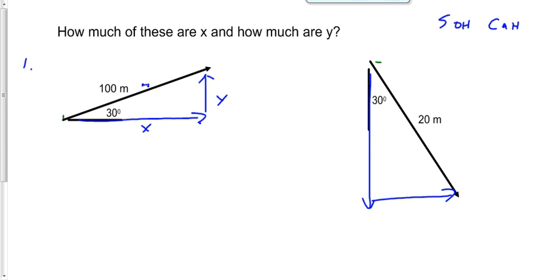So if I want to find X here, I'm going to say cosine 30 degrees is equal to X over 100. X is adjacent over hypotenuse. Cosine 30 is equal to adjacent over hypotenuse. And I'm going to say sine 30 degrees is equal to opposite over hypotenuse, which is Y over 100. Let's solve for the value of X.